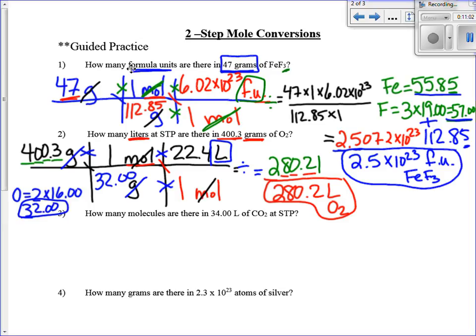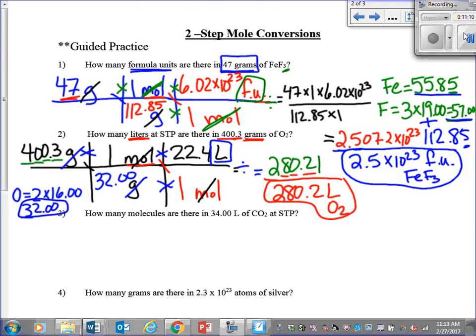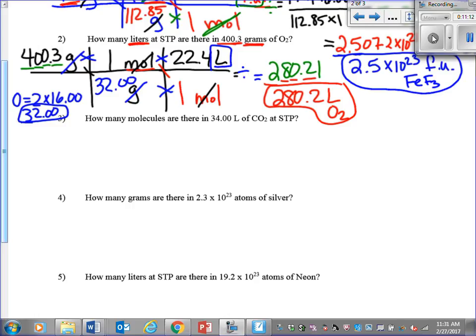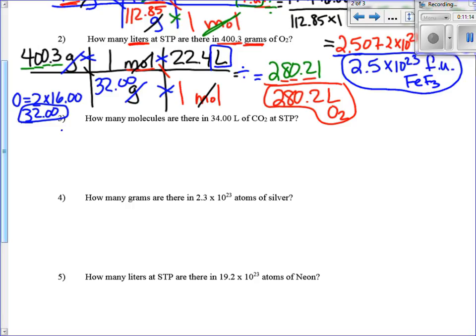So right now I'd like you to try 3 and 4 on your own, and then we will go over those answers together. So attempt trying to set them up, work with your table mate. So just check your answer, solving these, look for your sig figs, look for your labelings, make sure you labeled correctly.